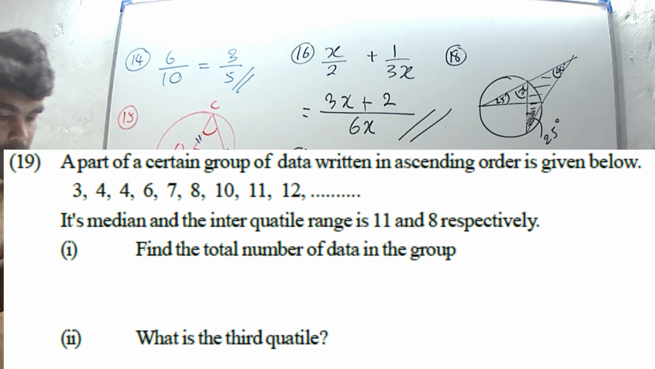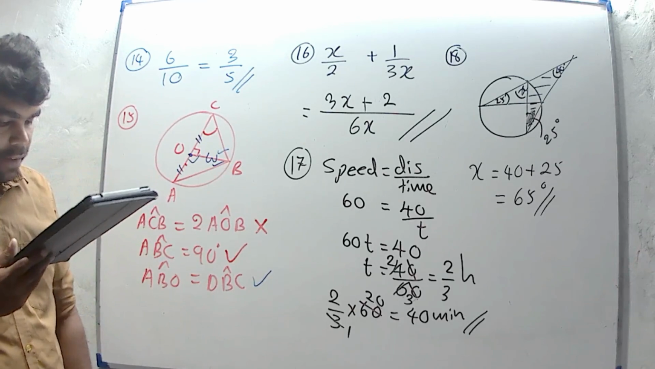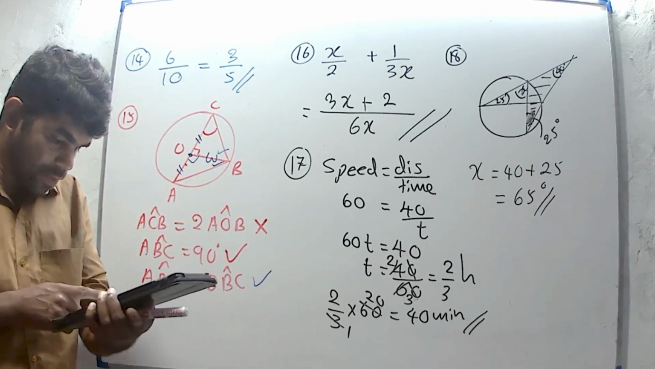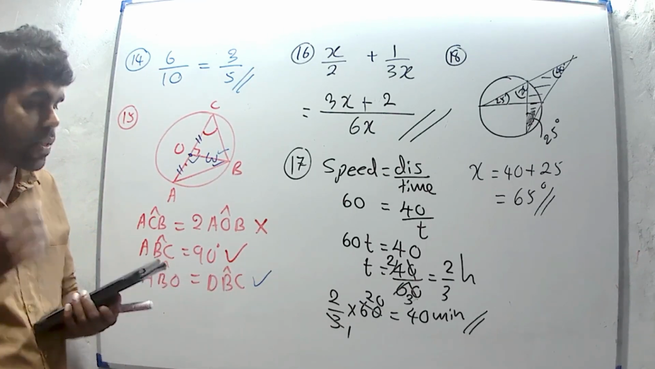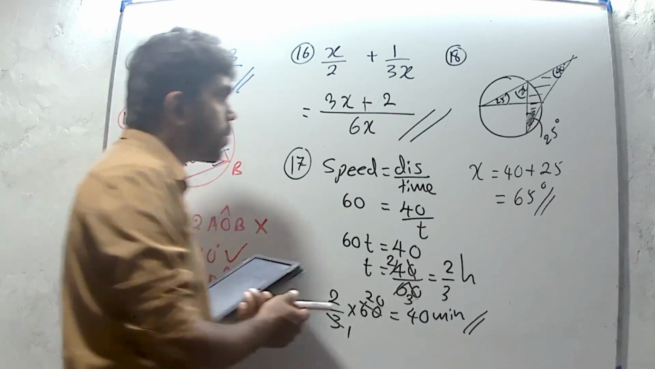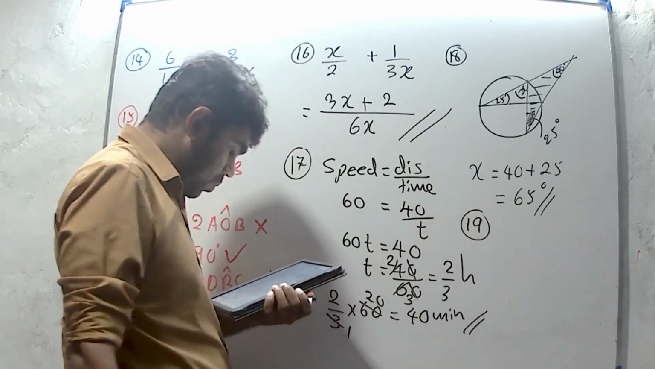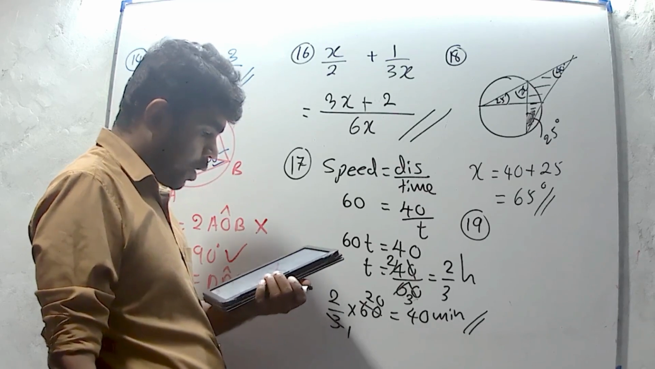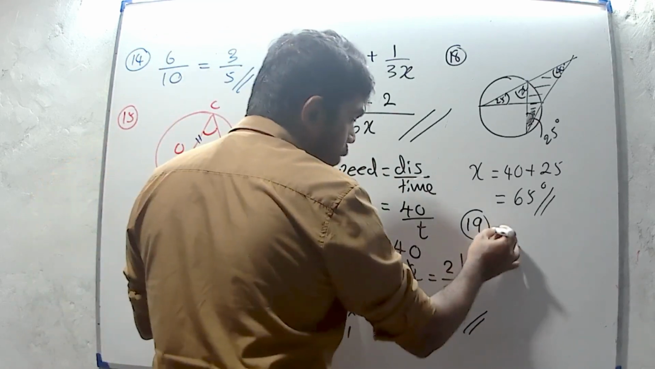Find the total number of data in the group. They have given the median is 11. From the first term to 11: 1, 2, 3, 4, 5, 6, 7. There are 7 numbers, and the 8th number is 11. Therefore, it should have 15 numbers because the middle term is 11. Then there are 15 numbers.